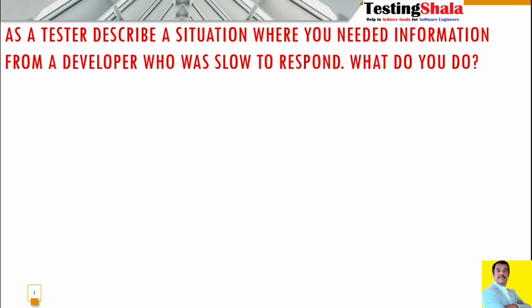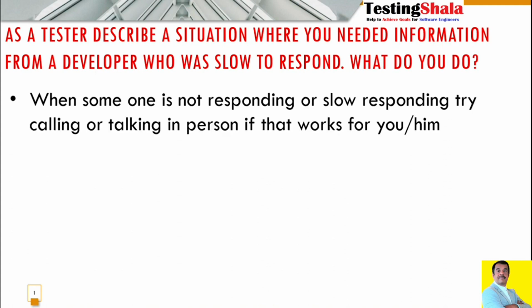because sometimes developers will be busy. They may not be able to respond very quickly, because they are also occupied with various kinds of work, with a lot of pressure on the developers as well. Now in this kind of situation, as a tester, our job is first to communicate to the developer that we are looking for certain information. That is the first thing we should communicate to the developer.